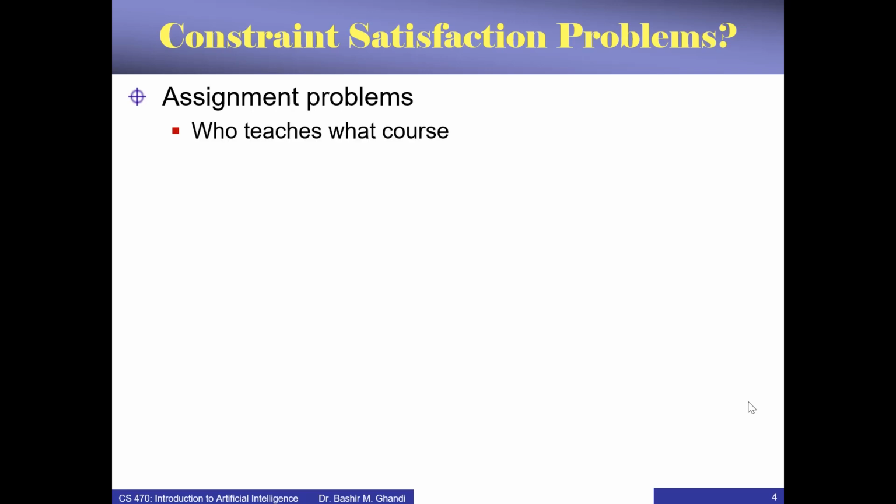They are actually very widely used in many areas. For example, assignment problems, where you wish to assign teachers to teach courses in a university. The teachers in that case will be the variables, and the domains will be the courses that will be assigned to each teacher. And conditions could be that, for example, a teacher can only take a certain number of courses, and so on and so forth. Constraint satisfaction problems are also found in scheduling problems.